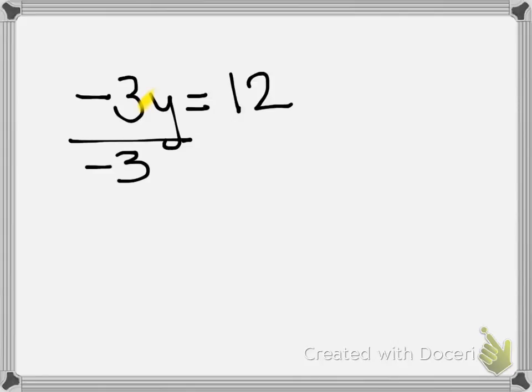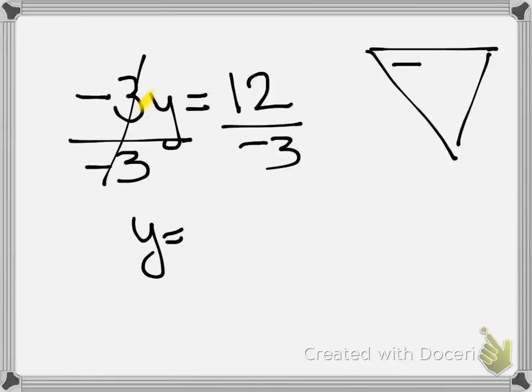So for instance, if we had negative 3 times y equals 12. Again, there's an understood multiplication happening right there. To get rid of that multiplication, we're going to divide. Those cancel. So y would equal, and do you remember what happened in multiplication and division when you had different signs? Well, the 12 is positive. We're dividing by a negative. Therefore, our quotient must be negative. So y equals negative 4.